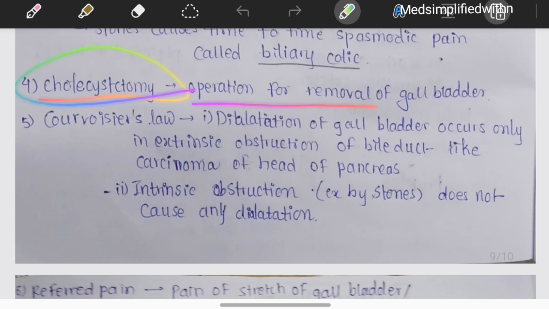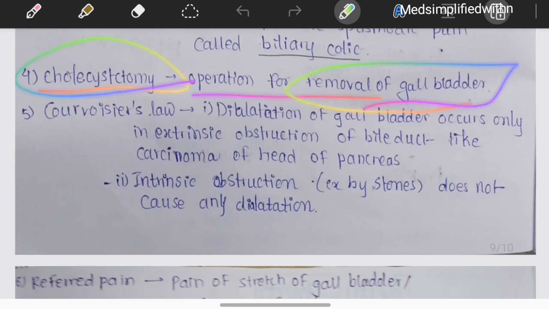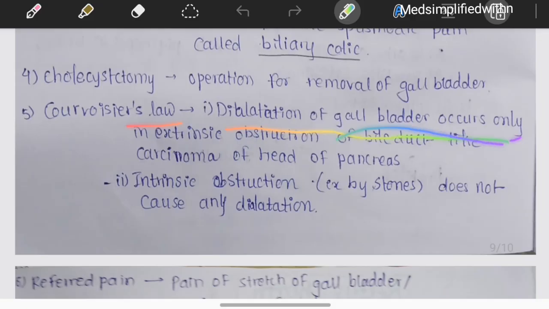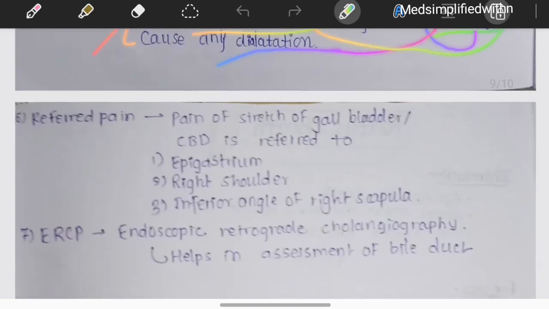Cholecystectomy is the operation for removal of the gallbladder. Courvoisier's law: dilatation of the gallbladder occurs only in extrinsic obstruction of the bile duct, like carcinoma of the head of the pancreas, while intrinsic obstruction by stones does not cause any dilatation.